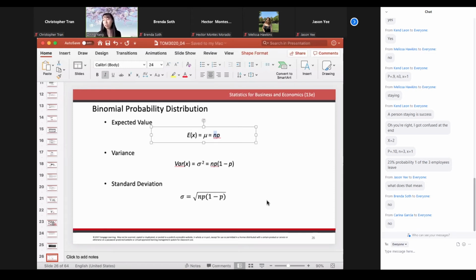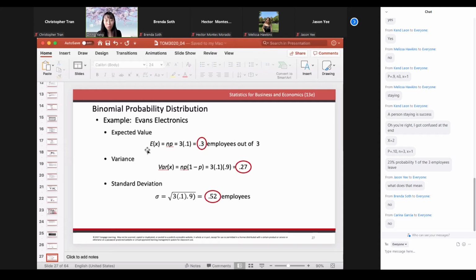So that's the simple calculation for this probability distribution. If we apply the same formula in this case, the mean, or you can call it the expected value, is 0.3. The variance is 0.27, and the standard deviation is 0.52. You can do those exercises on your own, and I have all the correct numbers listed.